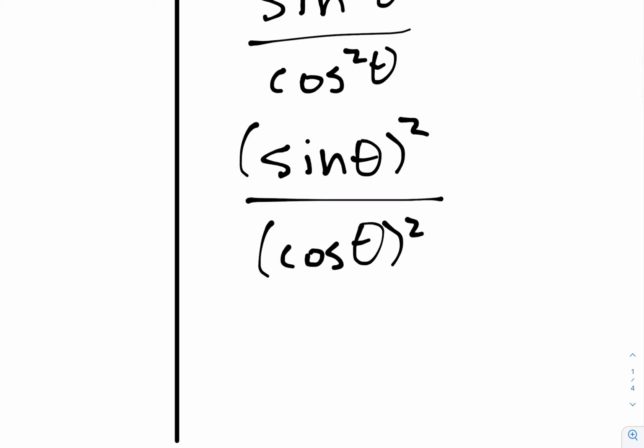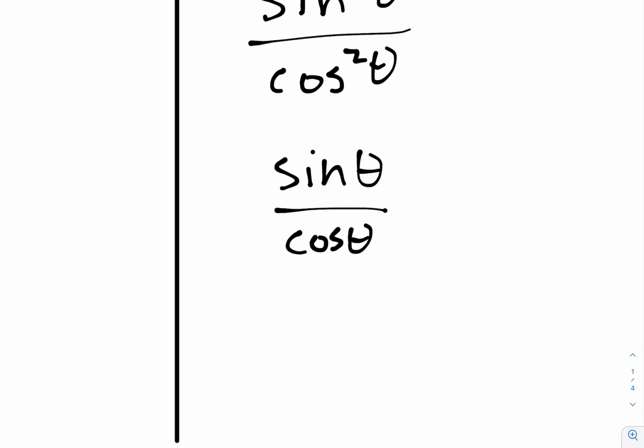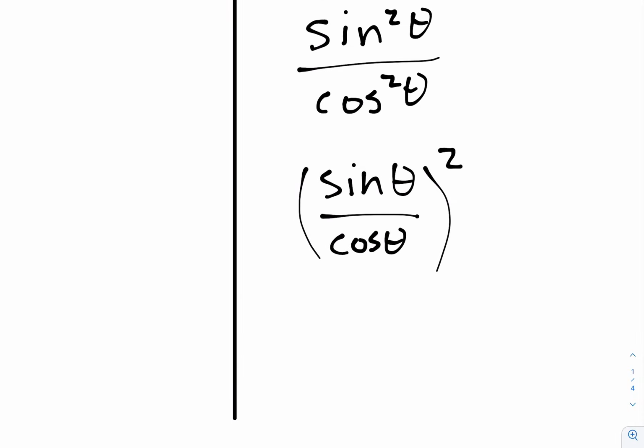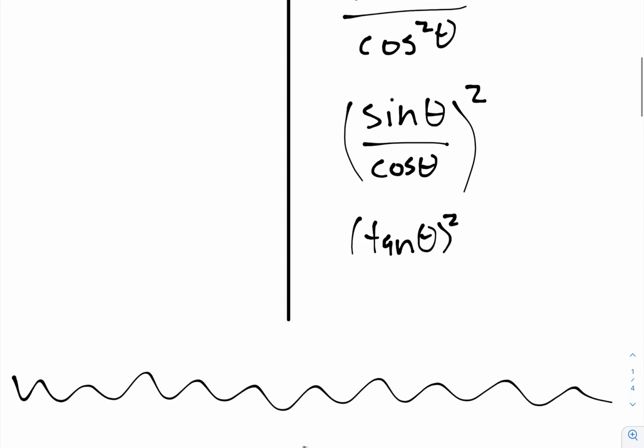Okay, and we can rewrite this as just sine theta over cos theta, and that's all being squared because this square applies to both the top and the bottom for fractions. Well, what is sine theta over cos theta? Well, that's just tan theta, squared.